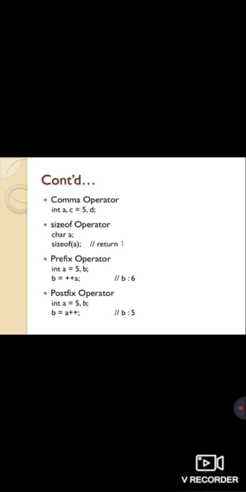For example, int a = 5, b. Now b = a++. That means the assignment of the value of a to b is the first task. The current value of a is 5. Now that is assigned to b, so the value of b is 5. Then the value of a is incremented by 1. So the value of a is now 6, but the value of b is 5.